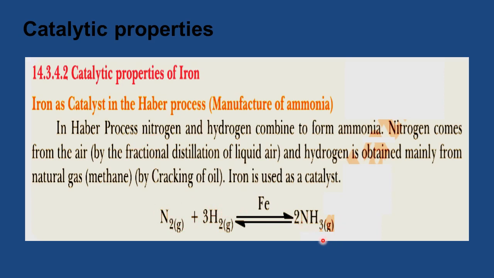Nitrogen comes from air and it is obtained by fractional distillation of liquid air. The hydrogen is obtained mainly from natural gas, which is methane, or by cracking of oil. And iron in this process is used as a catalyst. So this is an application where iron is used as a catalyst in the manufacture of ammonia, and the process is called Haber's process.